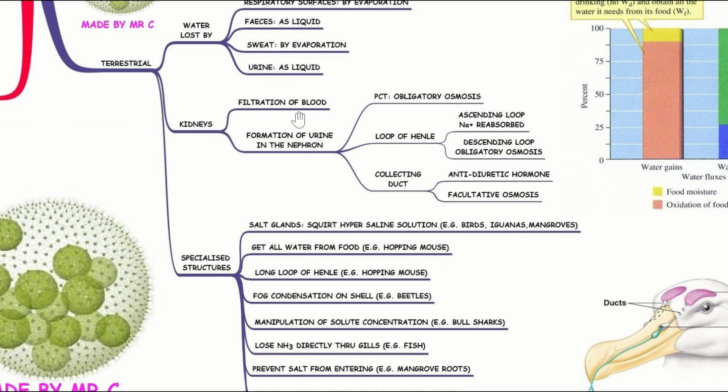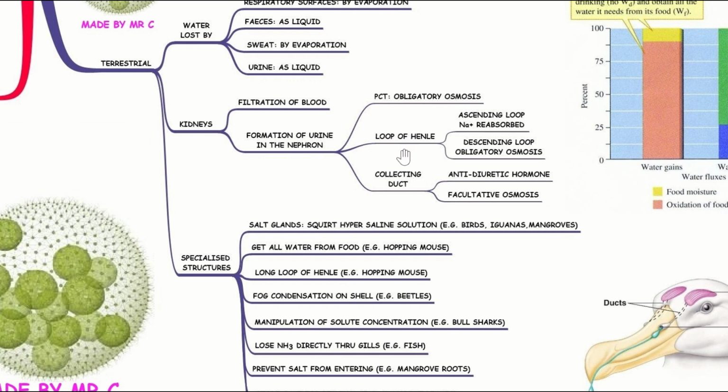So kidneys filter the blood, and they filter the blood in humans about once every 5 minutes. The formation of the urine is in a structure called the nephron, and the nephron has a number of interesting features. In the proximal convoluted tubule, there is obligatory osmosis because in the proximal convoluted tubule, you've got the active uptake of ions, and therefore water will follow. That's what obligatory means. It has no choice. So the active uptake of ions creates a hypertonic environment inside the blood, and water must follow.